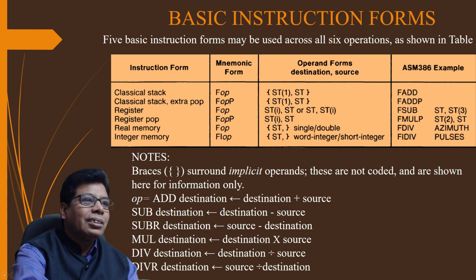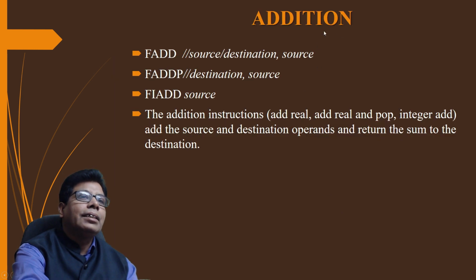So we have these operations, say add, sub, then this is reverse subtraction, where it is source minus destination. In sub we have destination minus source, only here the operands are changing. Then multiplication, destination multiplied by source. For division it will be destination divided by source, whereas the reverse division, it will be source divided by destination. If you remember these basic things, you can understand all the instructions. Let us see the addition instructions now.